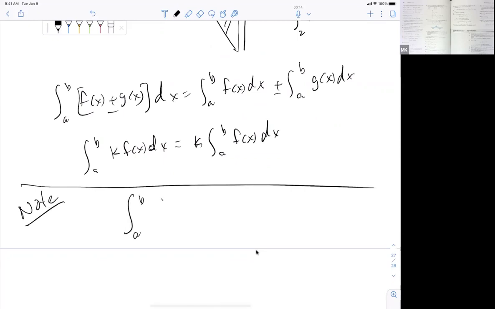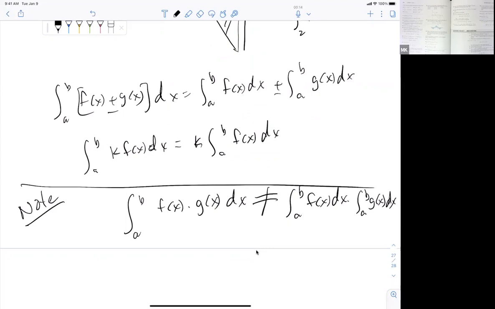The integral from a to b of f of x times g of x is not necessarily equal to the integral from a to b of f of x times the integral from a to b of g of x. You can basically come up with any function example and see that that's not true.